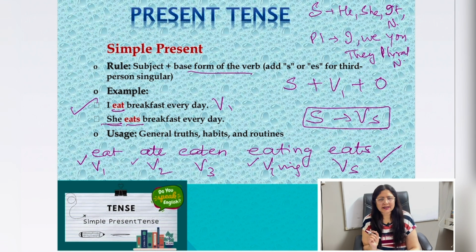Talking about the functionality of it, where we'll be using simple present tense, keep in mind whatever things are in general, whatever are in routine, whatever are your daily habits, whatever are the facts, anything that is going on in general, we make use of simple present tense over there. So for general truths, habits and routines, we are making use of V1, and if the subject is singular, we are making use of Vs.